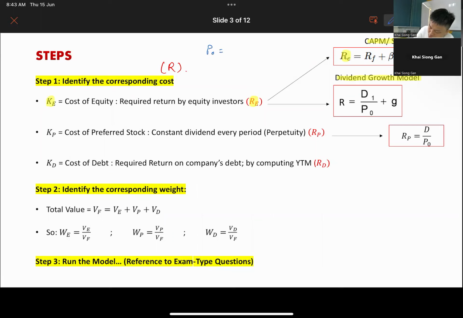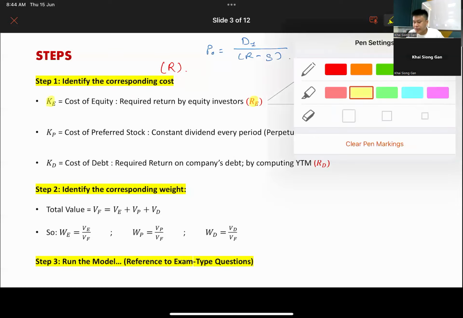P0 equals D1 as a proportion of R minus G. Okay, so now I move around the terms, and I form this equation, the dividend growth model, because I want to calculate the returns. So I need to rearrange to make R the subject here. Okay, so we have two formulas for us to calculate the required return for equity for the people who purchase the common stock. So how do you decide which one to use?